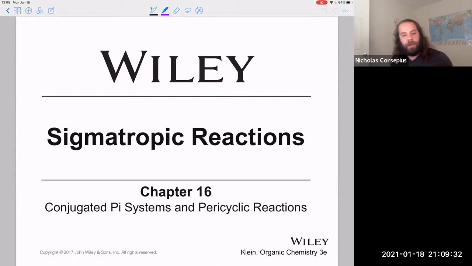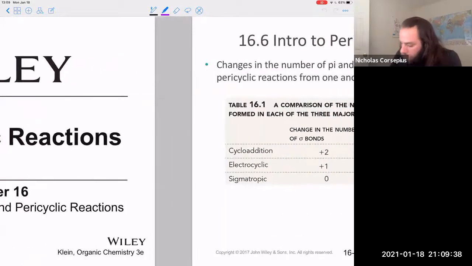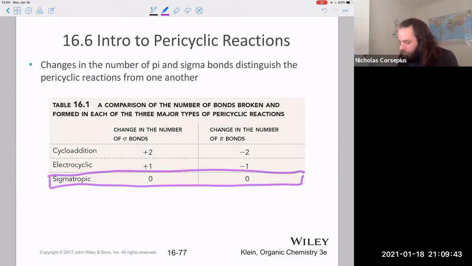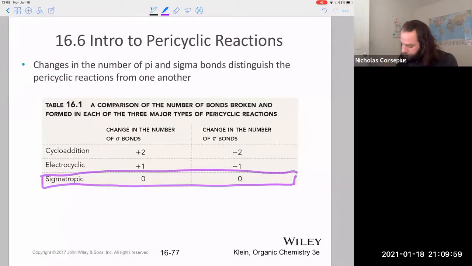All right, so our last pericyclic reaction that we're going to talk about are the sigmatropic reactions. This is our last category here, and what characterizes a sigmatropic reaction is that there's no change in the number of pi bonds and no change in the number of sigma bonds. We're still going to see this concerted circular motion of electrons, but the net effect is not going to be any change in the number of bonds that occurs.